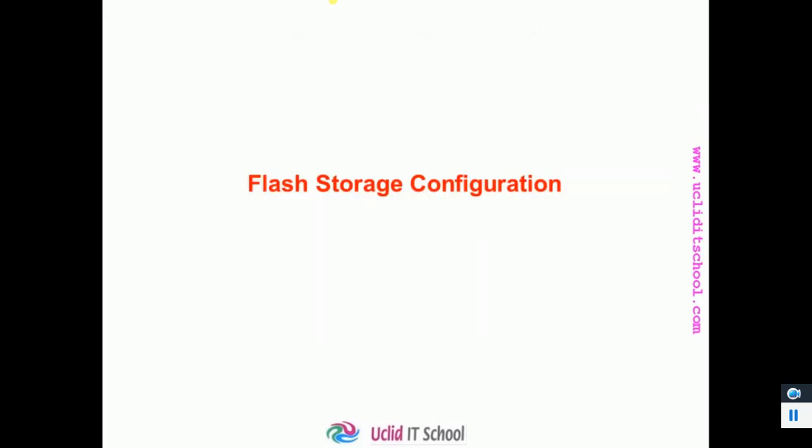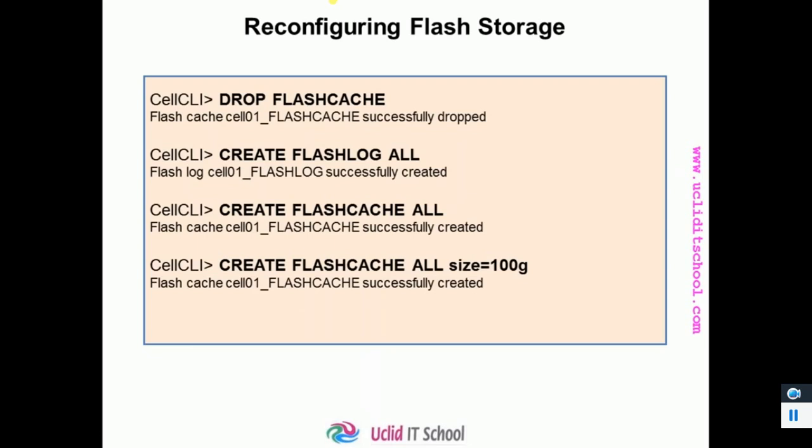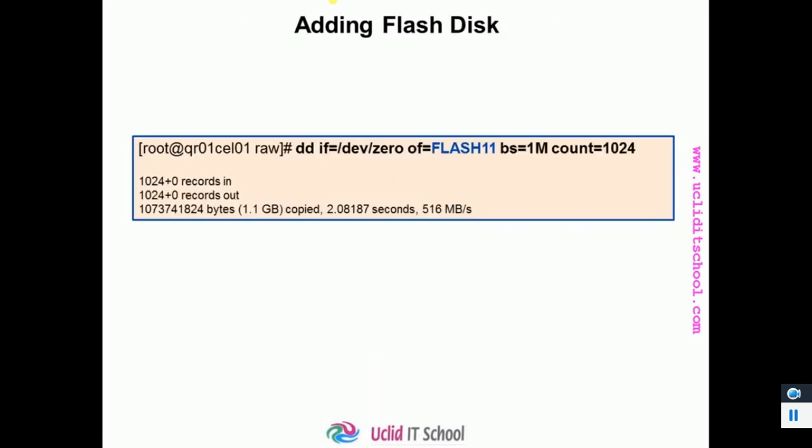You can repeat similar steps for flash storage also. Now you want to add an additional flash disk in the lab. In the lab I have added 2 flash disks. Now you want to add a third one. So again you follow similar steps. You go to that standard directory and use the dd command to create a flash disk, and I am naming it flash 11, and its size is again 1 GB.